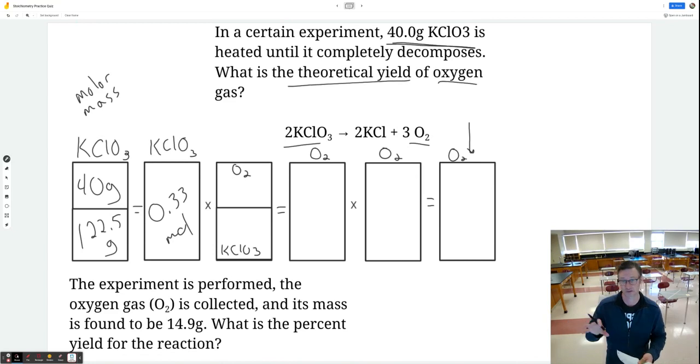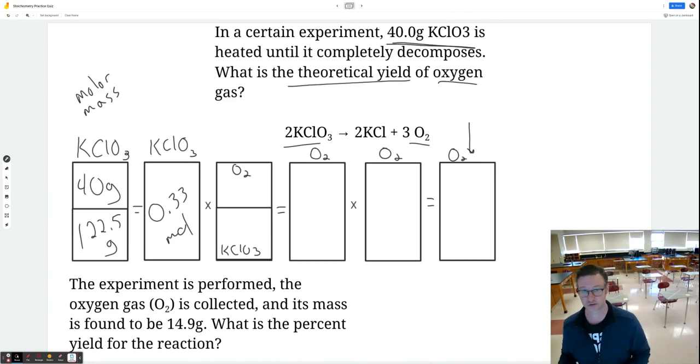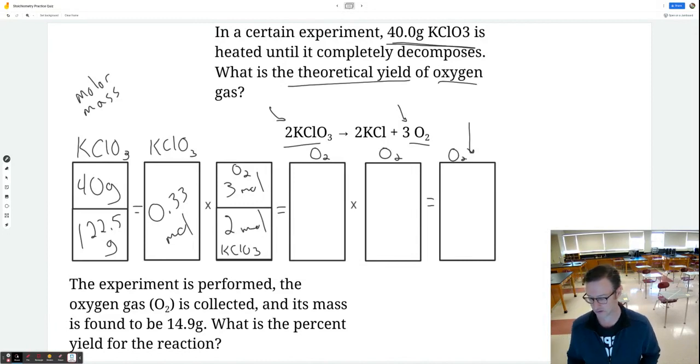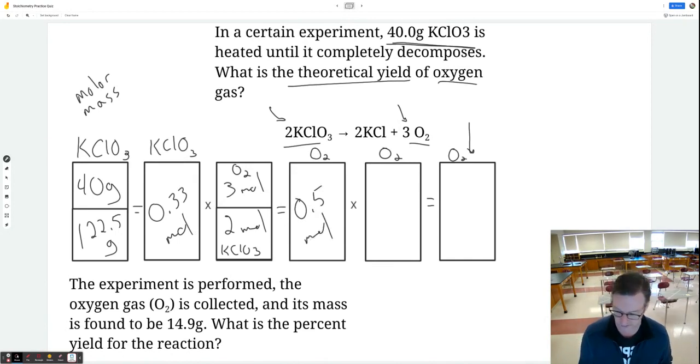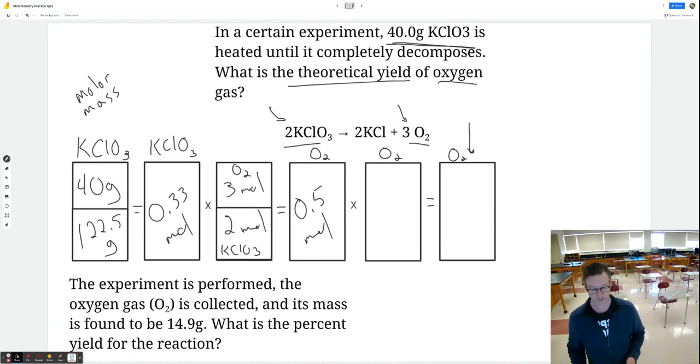So now we've got it in terms of moles. We can use the coefficients from the equation to transition from given to unknown. The coefficient of the unknown, oxygen, is 3 moles. The coefficient of the substance we were given is 2. So 1/3 times 3 over 2 gives us 0.5 moles. So for every 0.33 moles of potassium chlorate, we get a half a mole of oxygen.